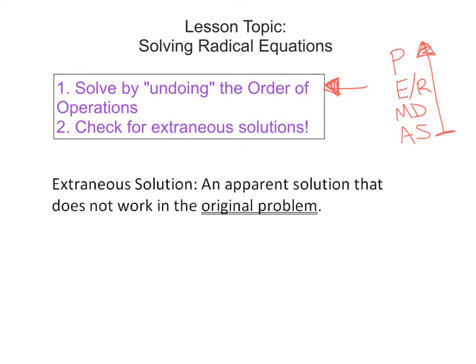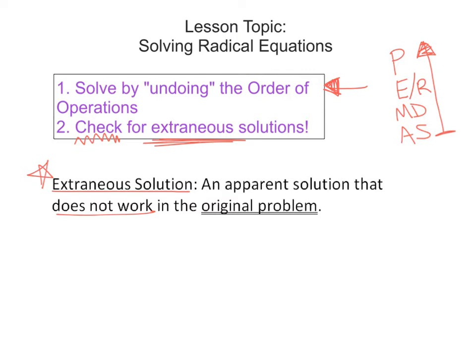Okay, but the second thing we have to do is make sure to check for extraneous solutions. This is something kind of new. Ever since you started learning about solving equations, we've talked about checking our answer in the original equation. In radical equations, this is absolutely necessary. An extraneous solution is an apparent solution. It seems like it should be a solution, but it does not work in the original problem. If we do not check for extraneous solutions, we will not have the final correct answer.